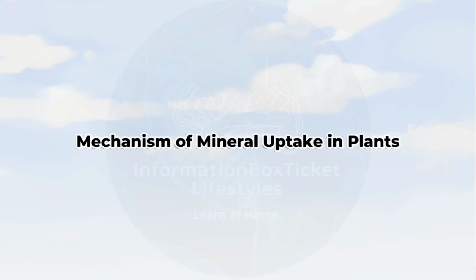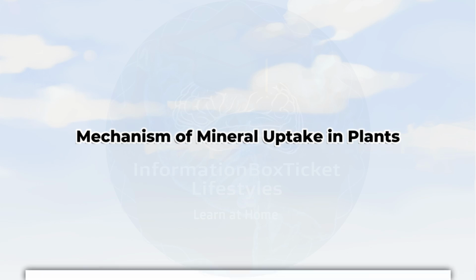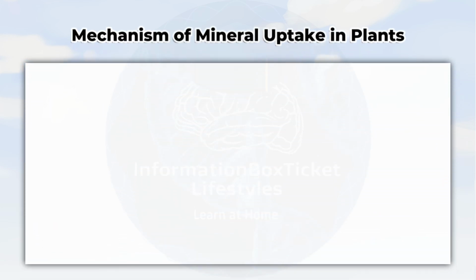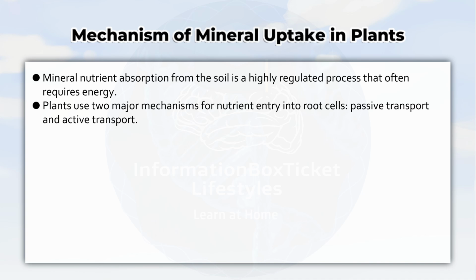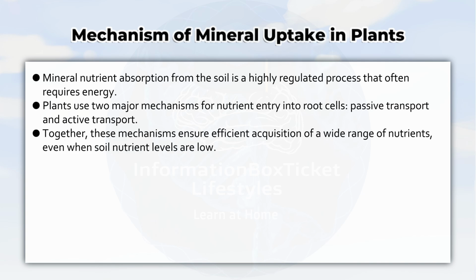Mechanism of mineral uptake in plants. Mineral nutrient absorption from the soil is a highly regulated process that often requires energy. Plants use two major mechanisms for nutrient entry into root cells: passive transport and active transport. Together, these mechanisms ensure efficient acquisition of a wide range of nutrients, even when soil nutrient levels are low.